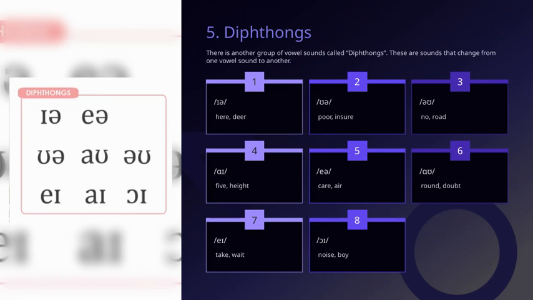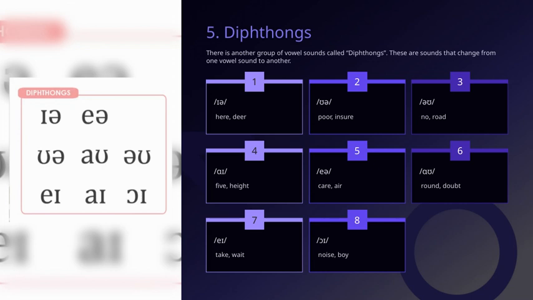Similarly, in words like "take" or "wait", the /eɪ/ diphthong starts with an E and glides into an I. There's also the /ʊə/ sound, as in "pour" or "ensure", which begins with a U sound and shifts into a schwa. The /eə/ diphthong appears in words like "care" or "air", starting with an E sound and gliding into a schwa as well. Then we have the /ɔɪ/ diphthong, as in "noise" or "boy", where the sound begins with an O and moves into an I.